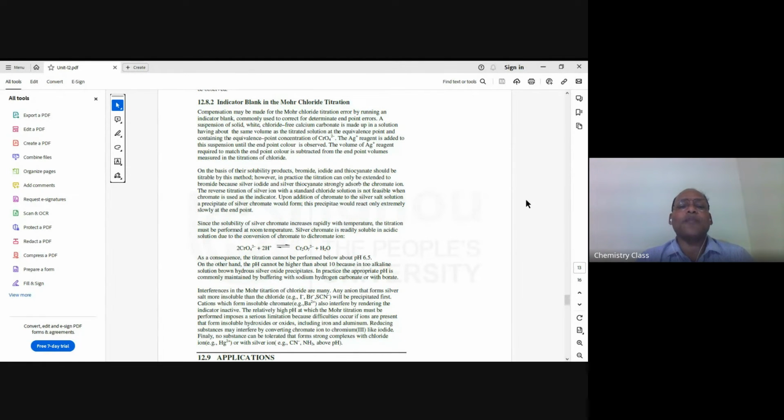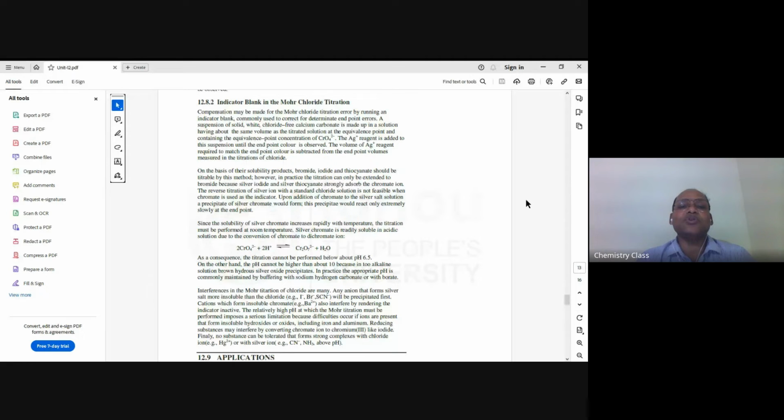A suspension of solid white chloride-free calcium carbonate is made up in a solution having about the same volume as the titrated solution at the equivalence point, and containing the equivalence point concentration of CrO4 2-. The Ag+ reagent is added to the suspension until the end point color is observed. The volume of Ag+ reagent required to match the end point color is subtracted from the end point volume measured in the titration of chloride. So this is the use of a blank here.